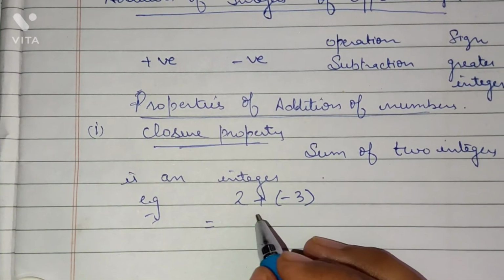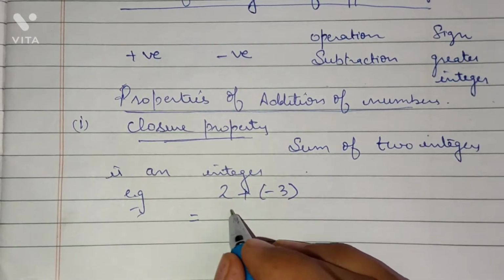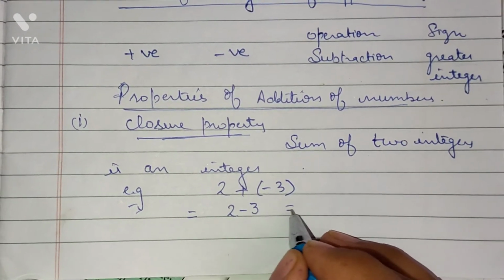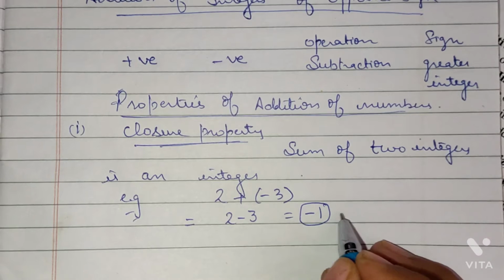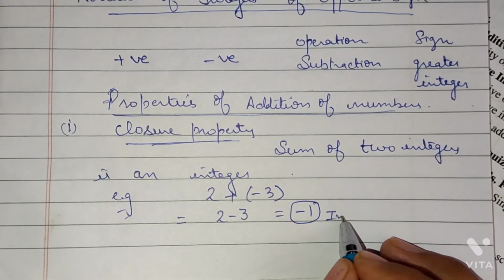I am taking an example of 2 and plus minus 3. Means I am adding 2 and minus 3. The result would be minus 1, and minus 1 is an integer.